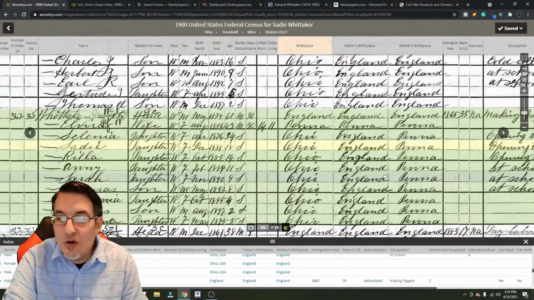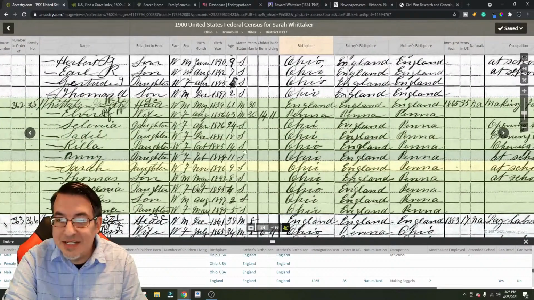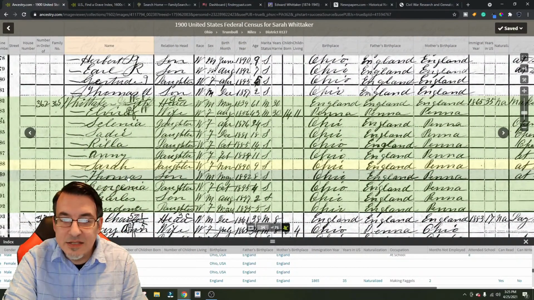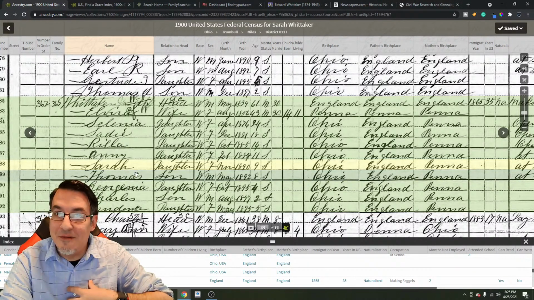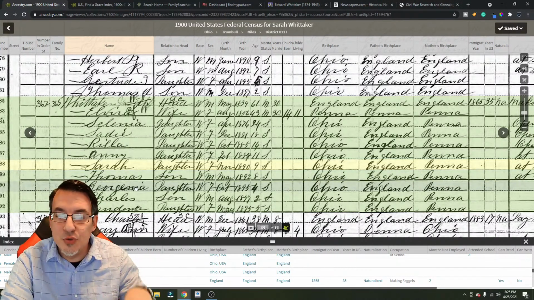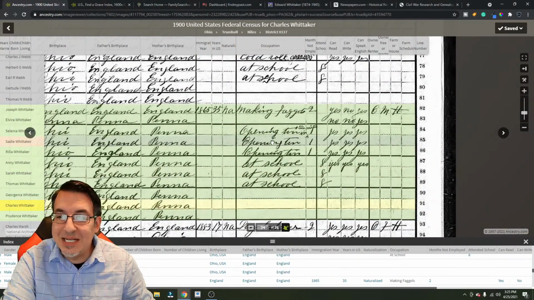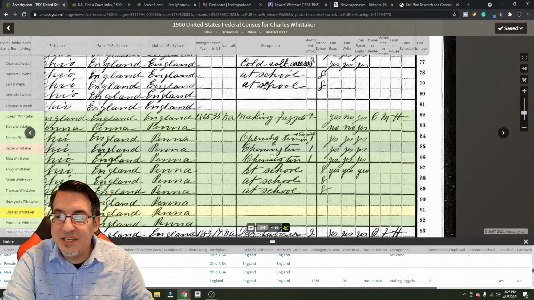So then you can see the whole family here. You can see his kids, his 24-year-old daughter, his daughter Sadie, Arilla, Annie, Sarah, Thomas. In this case, this is my great-grandfather's uncle Thomas, Georgina, Charles, and then Prudence. And you can see what they're doing, opening tin. So some of them were working at a tin factory.